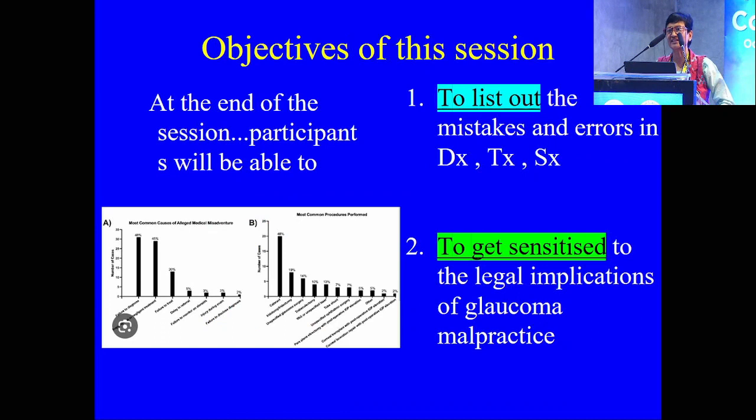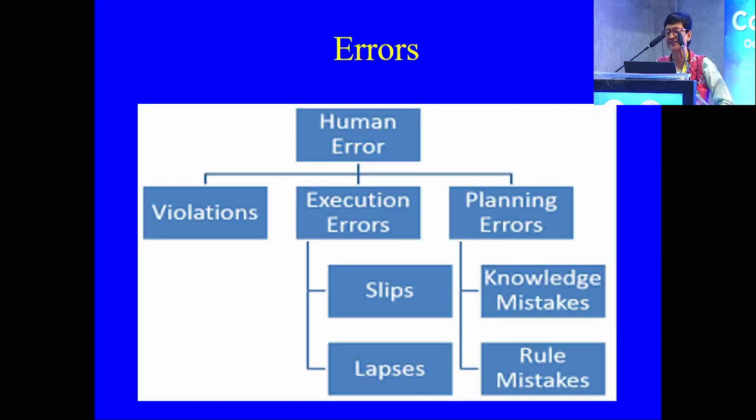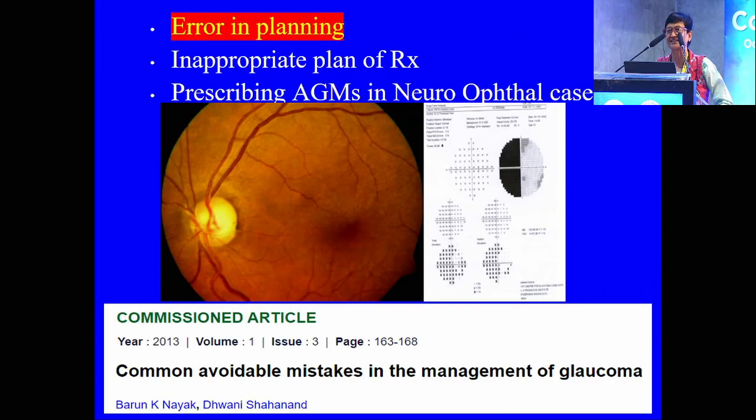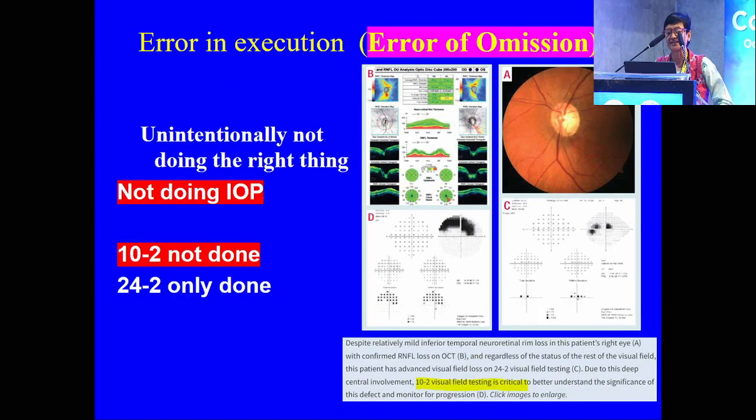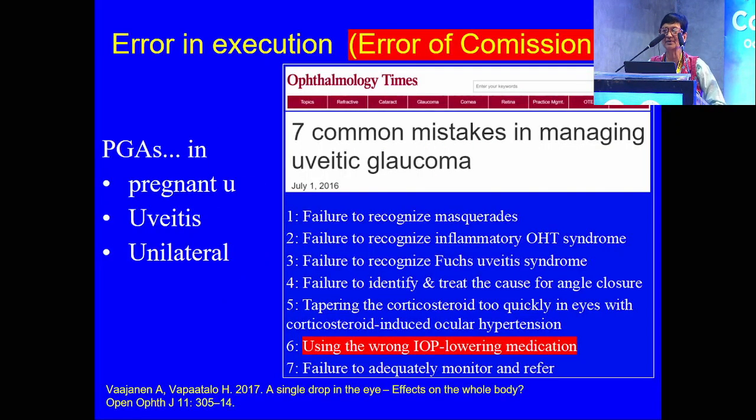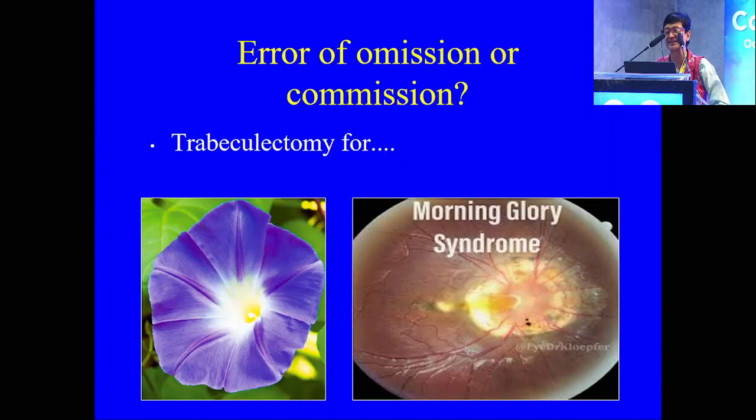The objectives of this session: participants at the end of the session will be able to list out their own mistakes and errors, and also get sensitized to the medico-legal implications. There are many types of errors that we commit, either in planning, that is, we try to treat a neuro-ophthalmic case with anti-glaucoma medications, or errors in execution by omitting or committing. Error of omission means we record intraocular pressure in only one visit, or we don't do 10-2 in advanced glaucomas. Error of commission means we prescribe prostaglandins in cases of uveitis, unilateral glaucomas and pregnant ladies.